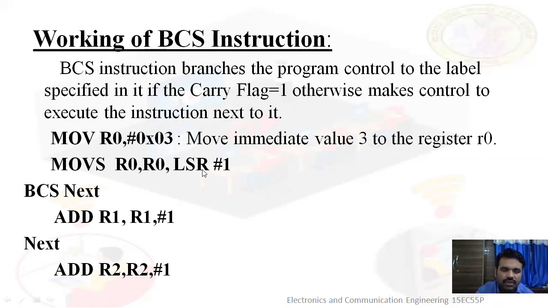Whenever I use a shifting operation, the LSB 1 will be shifted out to the carry flag. So the carry flag will be set. So BCS next will take the control to next because the carry flag is set. So the control comes to ADD R2, #1. This is the working of the BCS instruction.